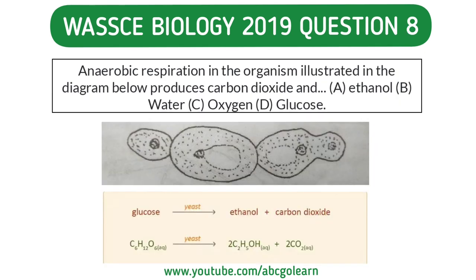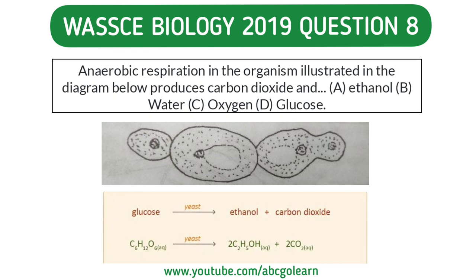Question number 8 of WASSCE 2019 biology question. Anaerobic respiration, as in the organism illustrated in the diagram below, produces carbon dioxide and dash: A, ethanol, B, water, C, oxygen, D, glucose. I want to start by telling you that this organism is yeast, and yeast has an enzyme called zymase. This zymase helps during the process of fermentation.